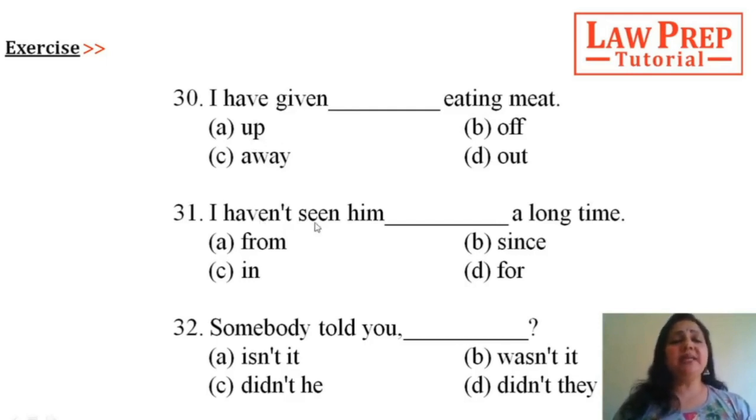I haven't seen him dash a long time. Since it's a time factor, we have 2 prepositions, for and since. What is for used for? Period of time. What is since used for? That is point of time. Since it's a period of time, a long time, from is never used. Please note this: from is not used for a time clause. So, I haven't seen him for a long time.